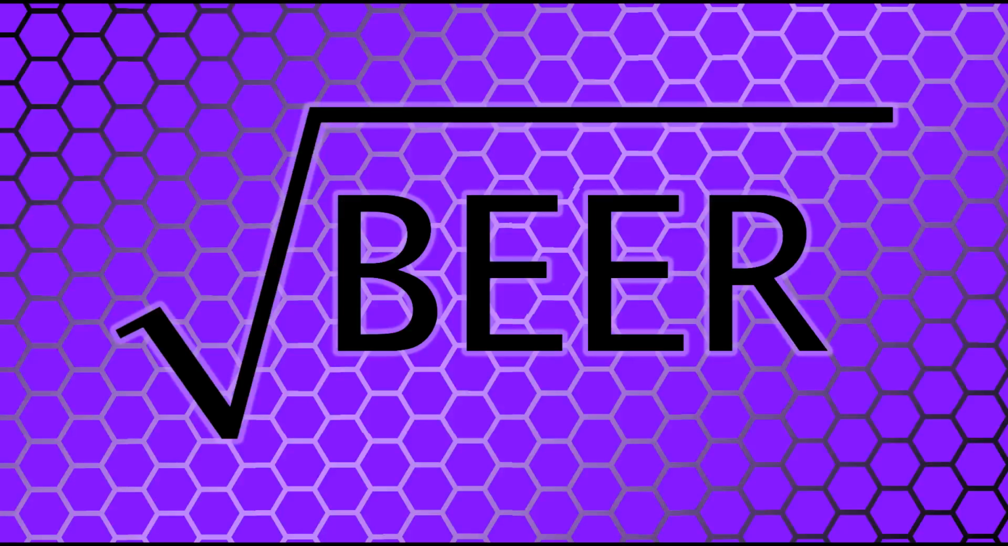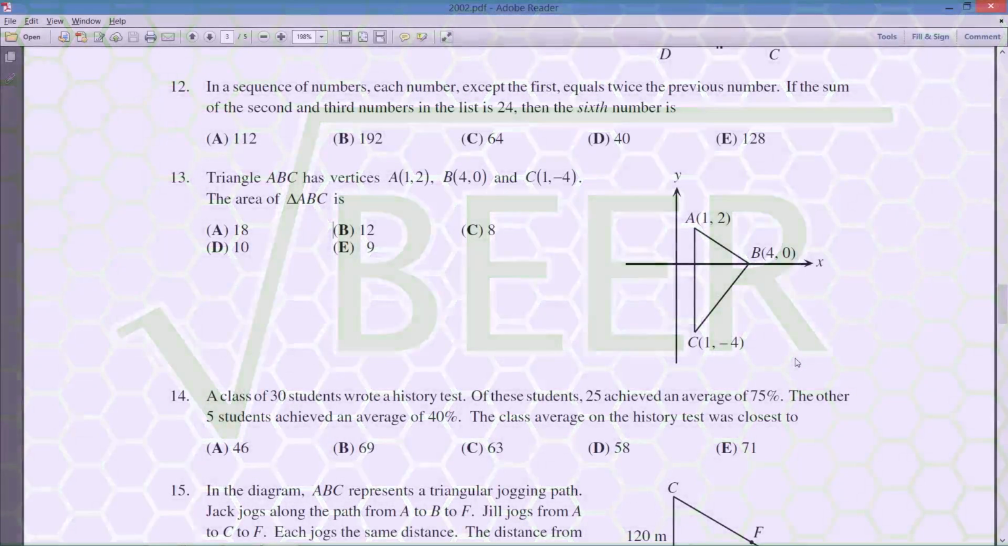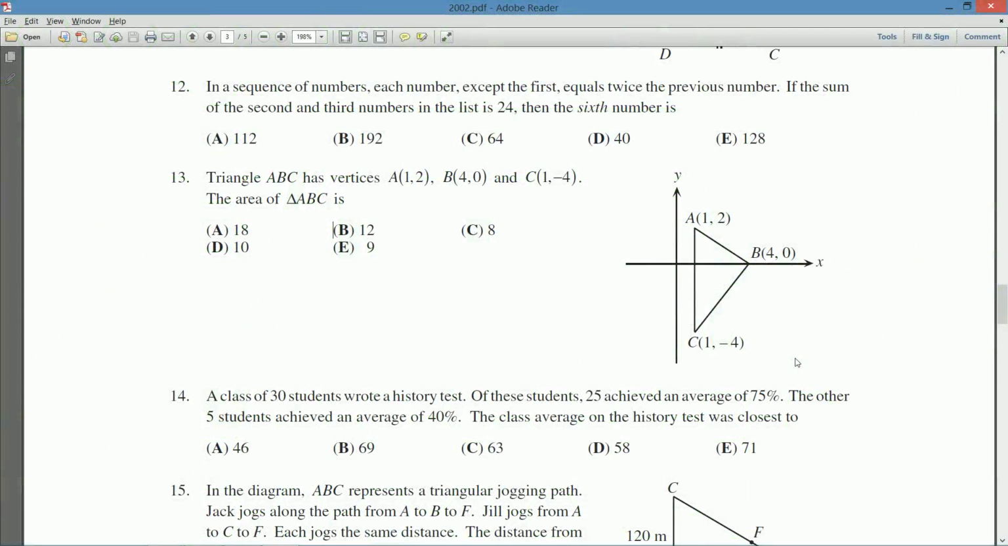We're going to continue our look at the 2002 Grade 9 Pascal paper. We're on question number 13 already. Triangle ABC has vertices A(1, 2), B(4, 0), and C(1, -4). And we're asked, what is the area of triangle ABC? And we're given our options here.